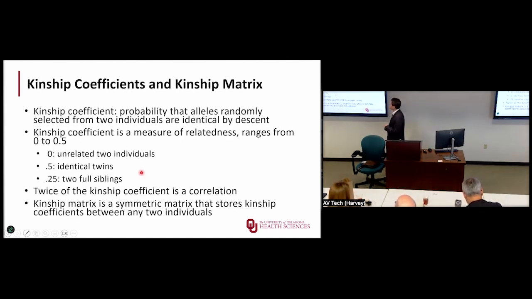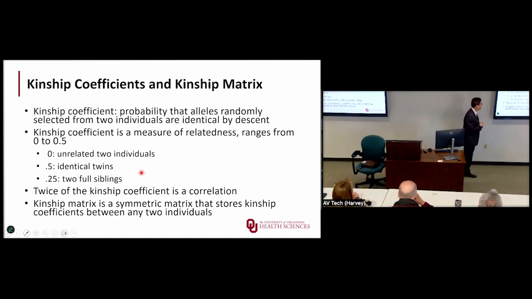So what is a kinship coefficient? Kinship coefficient is a probability that alleles randomly selected from two individuals are identical by descent. So for example, a value of 0 indicates two persons are not related genetically. A value of 0.5 is for identical twins, and 0.25 for two siblings. If you multiply this number by 2, so that 0.5 becomes 1, then this becomes a correlation. You know, statisticians, we can utilize this correlation to do analysis.